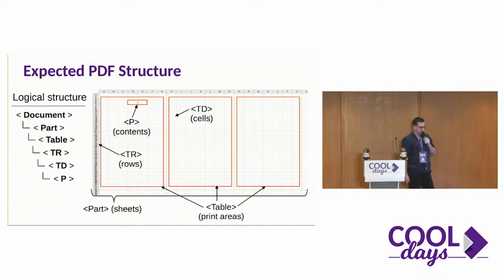And every row gets a table row element in an exported PDF file, and every content in the PDF file gets a paragraph element and a table data element.